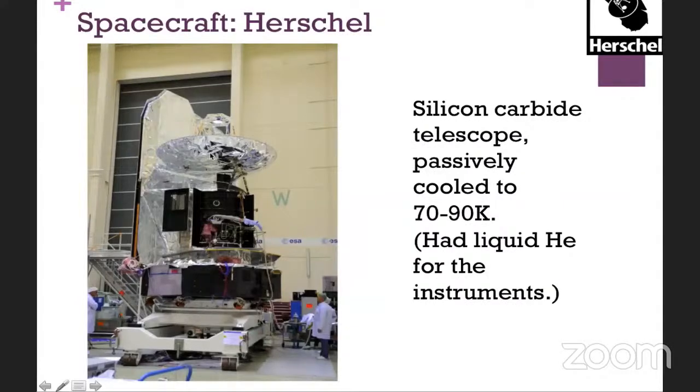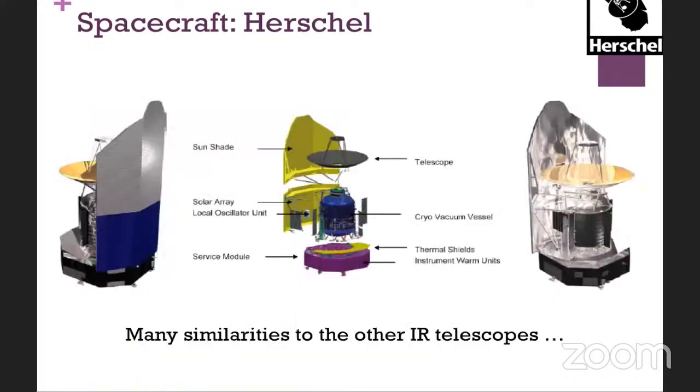Their telescope is made out of silicon carbide, which is basically a ceramic, and it is simply passively cooled to between 70 and 90 Kelvin. It did carry cryogen on board. It had liquid helium to cool the instruments down enough to observe at those wavelengths. And when the cryogen ran out, that's it. There's no more extended mission possible for Herschel.